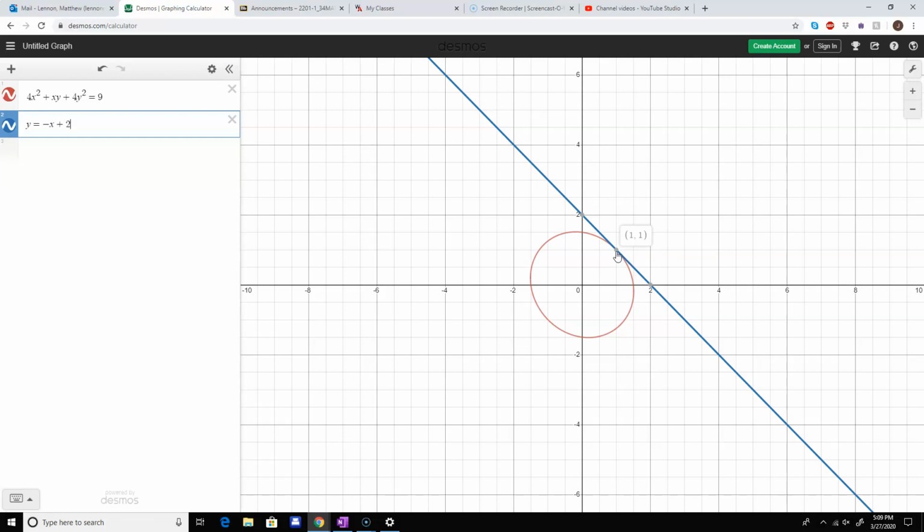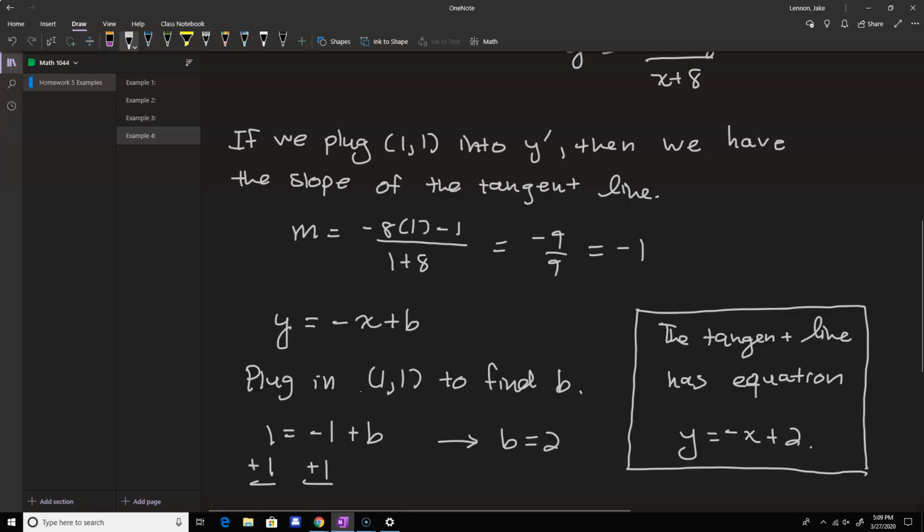So that worked out. So anyway, those are the 4 examples that students had questions about on the 5th homework.